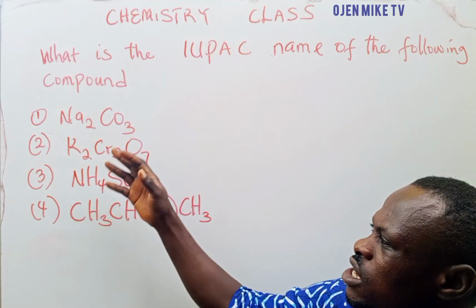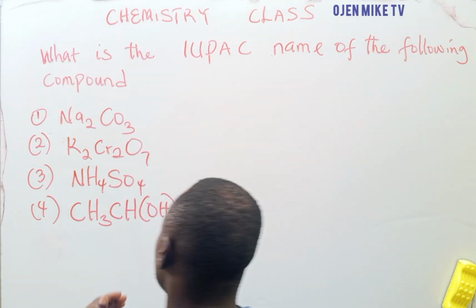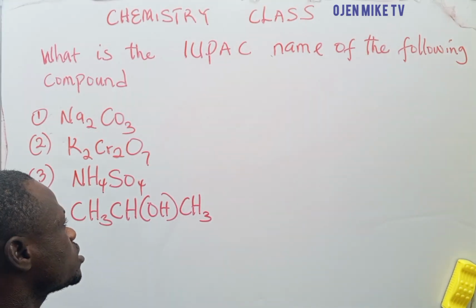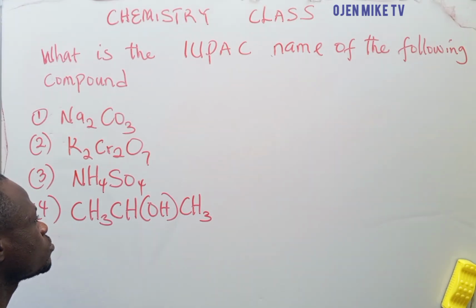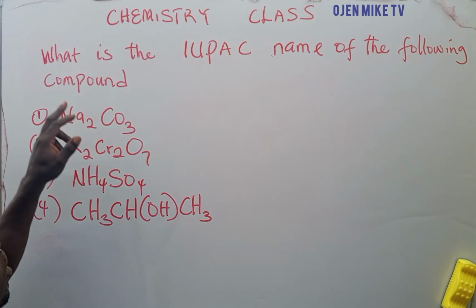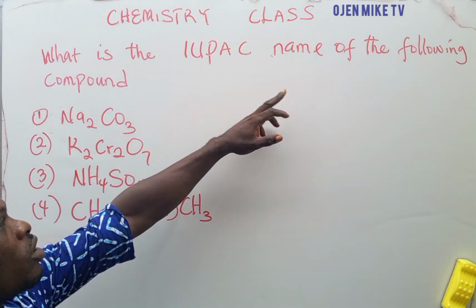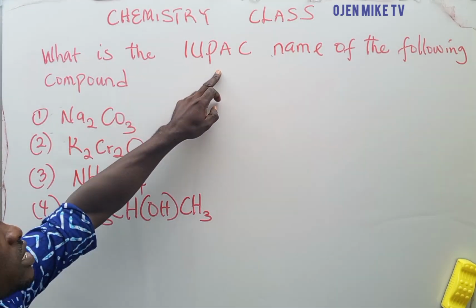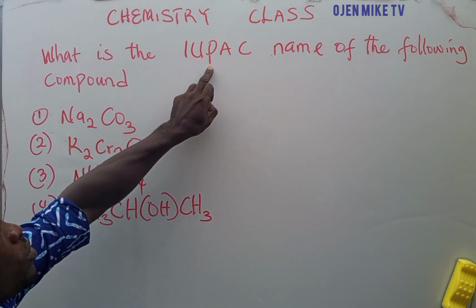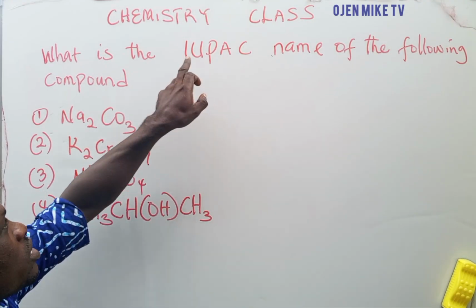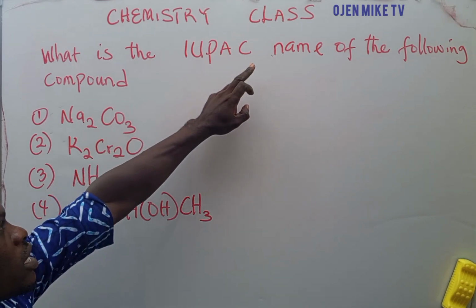Together, how do we name this compound? If you are watching for the first time, this video is very important for you, more especially for beginners in high school. You say, what is the IUPAC name of the following compound? IUPAC is an acronym. I stands for International Union of Pure and Applied Chemistry.